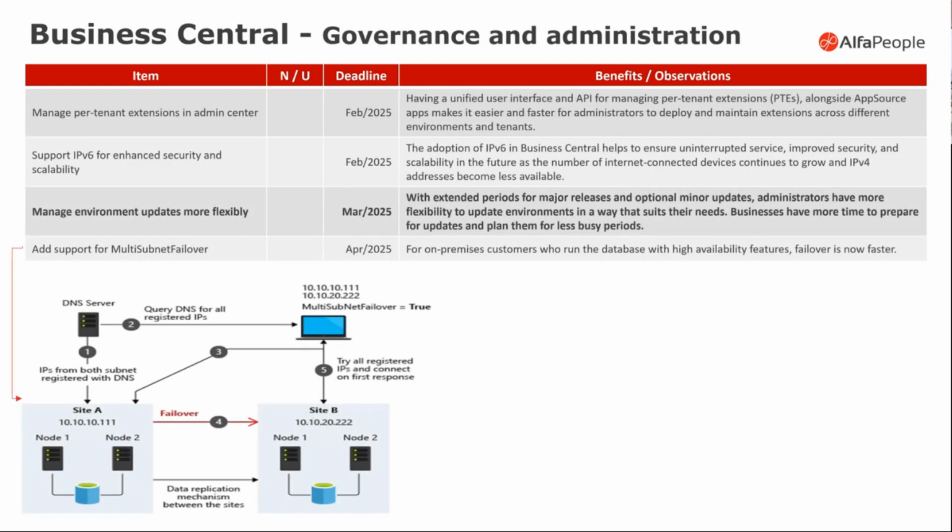Not going to dive into all of these, but the most important one, which is huge in my opinion, is manage environment updates more flexibly. So restrictions on how we update BC continuously has been lessened in this case. So the update period can now be extended from I think it was 60 days all the way up to 5 months now for major updates.